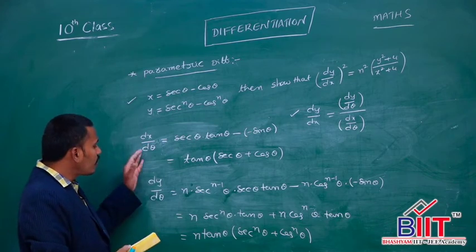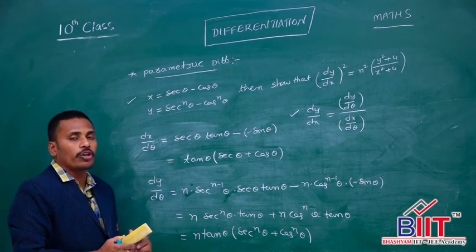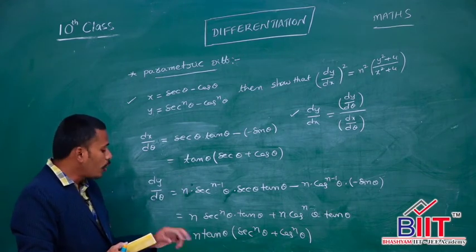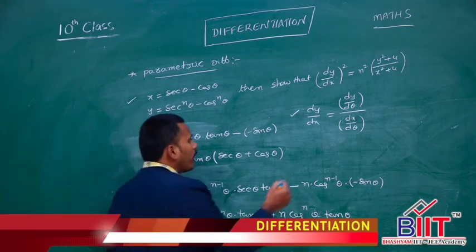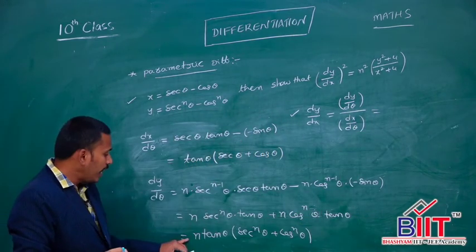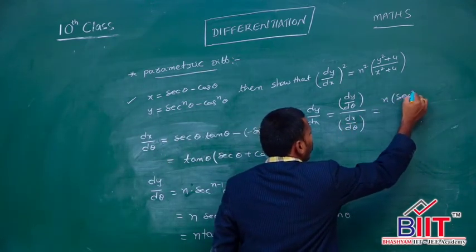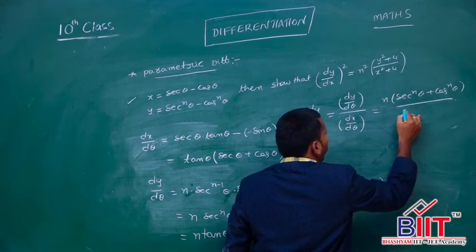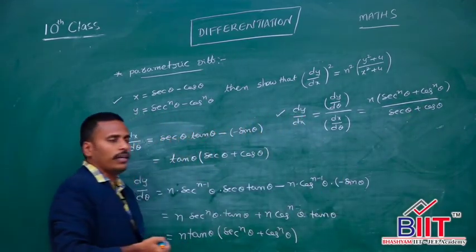And finally this is dx by d theta and this is dy by d theta, and I need to calculate dy by dx. dy by dx is the ratio between these two. If you divide one with the other, tan theta will get cancelled. And finally dy by dx is equal to, tan theta gets cancelled, n times secant power n theta plus cos power n theta divided by secant theta plus cos theta. This is dy by dx.